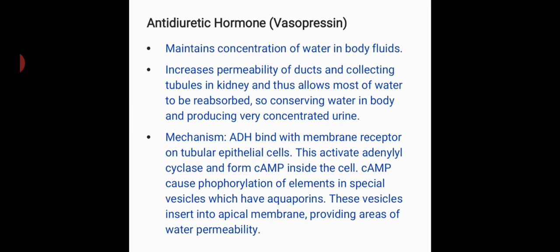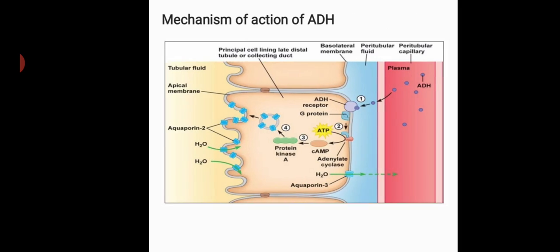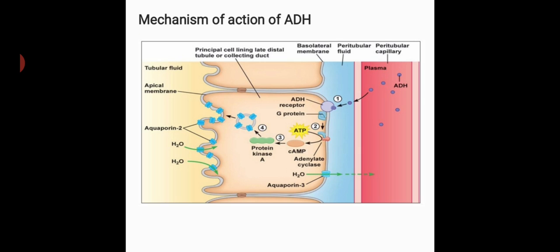Now the mechanism of action of ADH. In the nephrons, ADH binds with membrane receptors on tubular epithelial cells. This activates adenylyl cyclase and formation of cyclic AMP inside the tubular cells' cytoplasm. Cyclic AMP causes phosphorylation of elements of special vesicles.